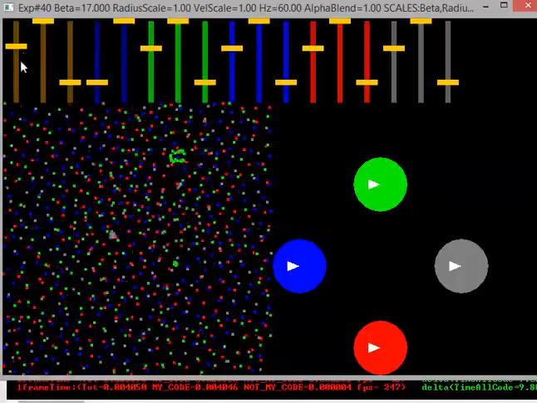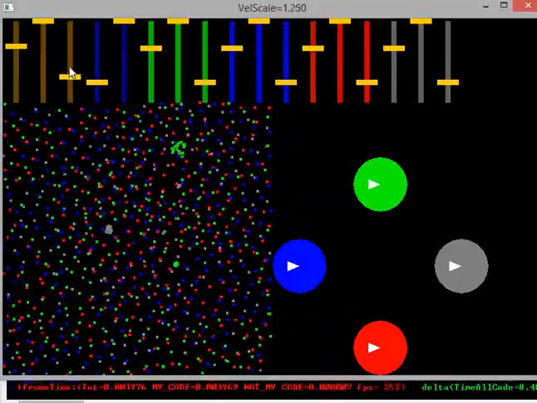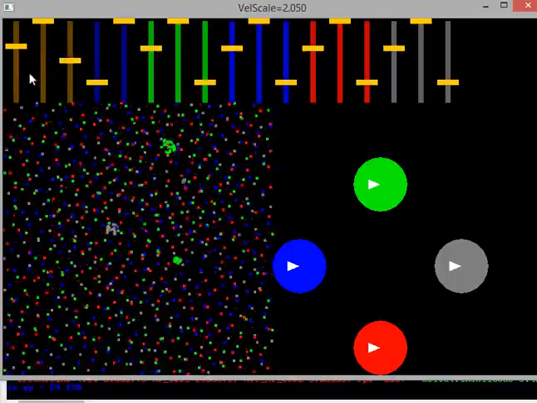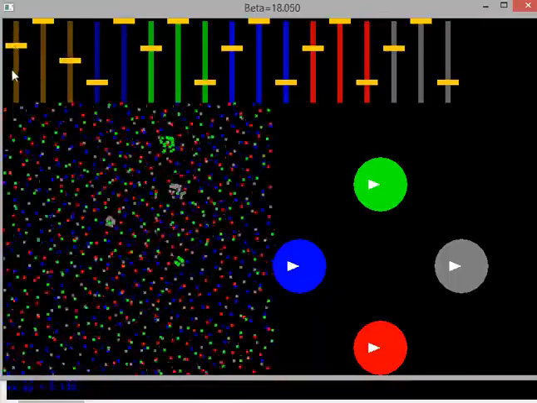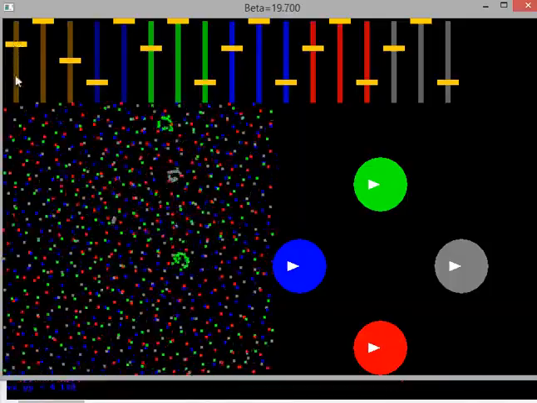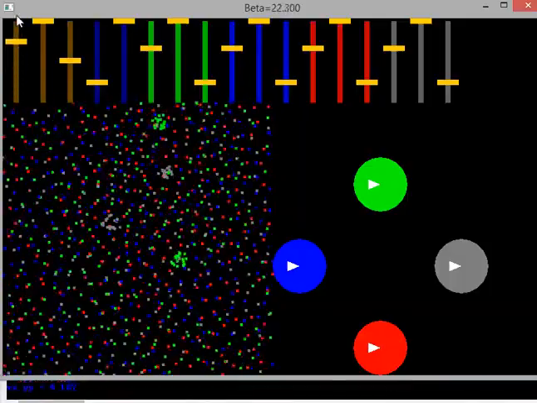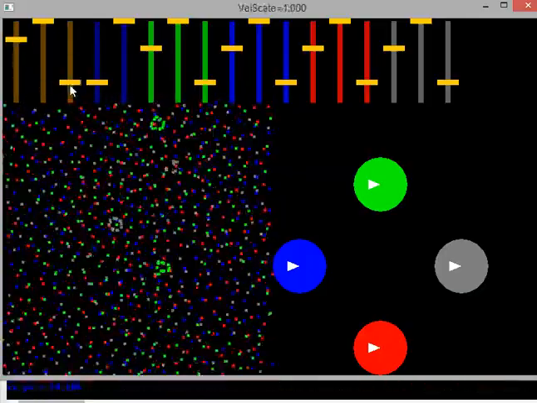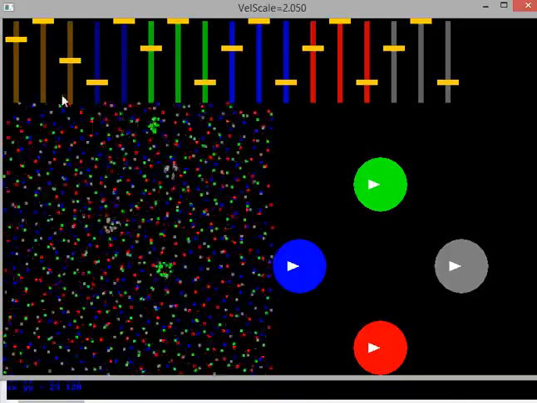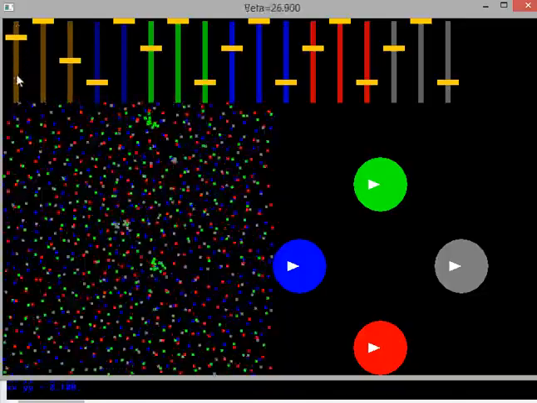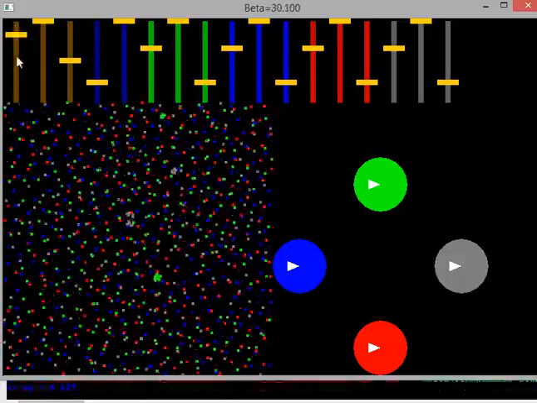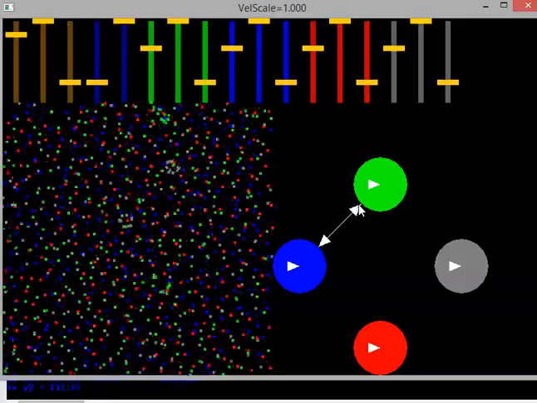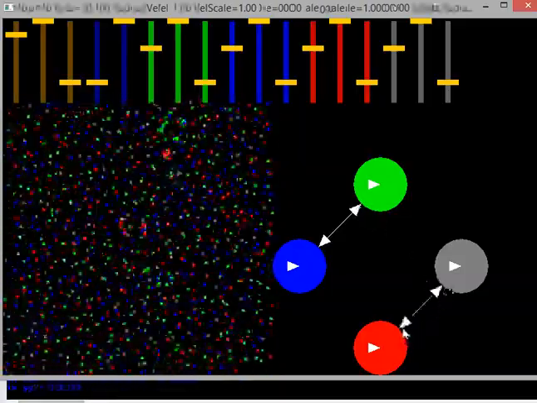So what I do to compensate is I increase the velocity a little bit so that they collide with other particles, and then I can also increase the beta up to like 23. And sometimes that helps. Let's go to 30. That's still too sparse. Let's add a little bit more ability to see each other.